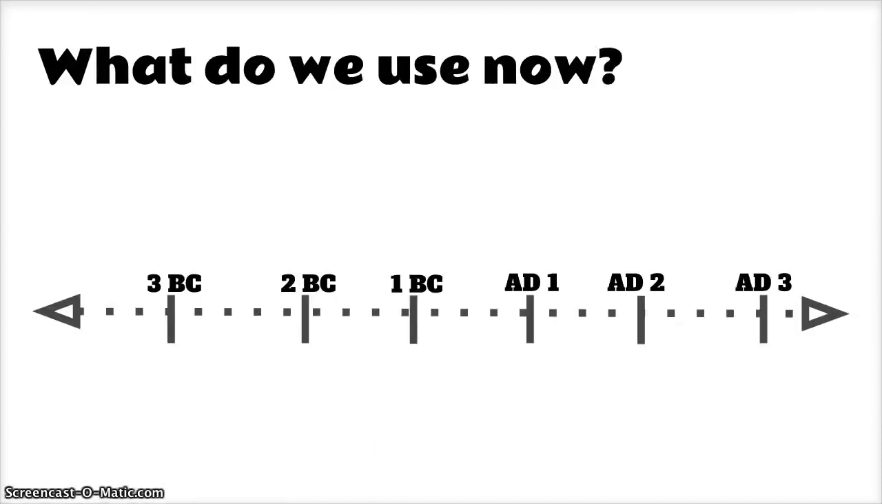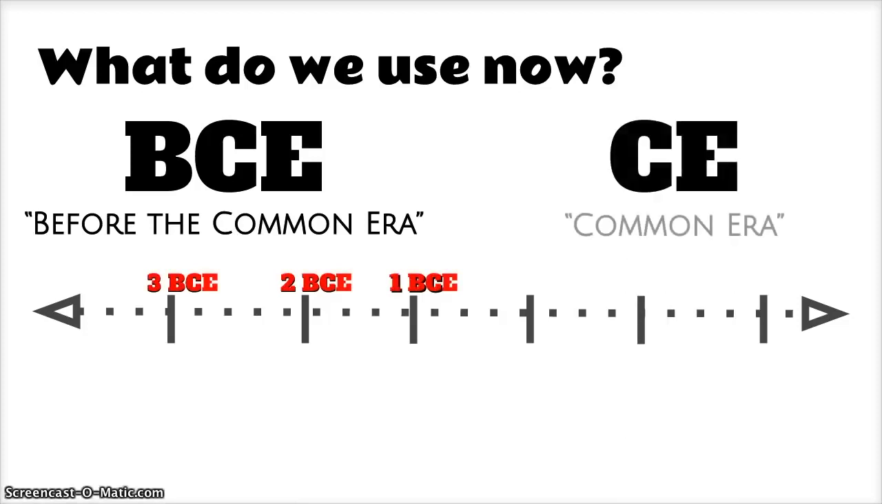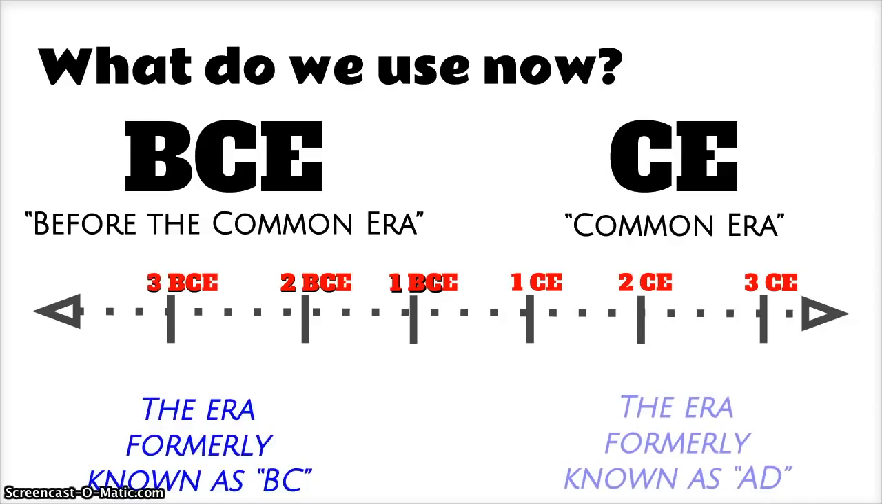So what do we use now? Well, since the later part of the 20th century, the use of BCE and CE have been popularized. Authors that wanted a more secular approach to the writing began referring to the years formerly known as before Christ to BCE, which stands for before the Common Era. The years formerly known as AD will now be referred to as CE, which stands for the Common Era. More and more books and scholars are using these terms in their writings.